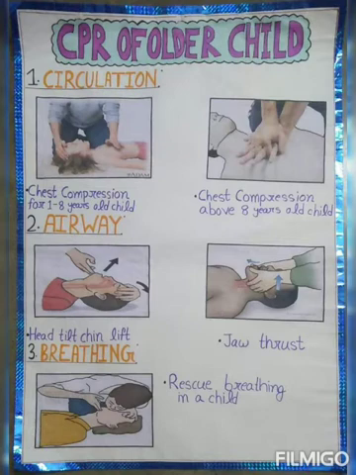Then the breathing for a child 1 to 8 years: give rescue breaths at 1 to 1.5 seconds after giving 30 compressions, and for a child above 8 years, give rescue breaths at 1.5 to 2 seconds after giving 30 chest compressions, and the compression and ventilation ratio is 30:2 for 1 rescuer and 15:2 for 2 rescuers. 30 chest compressions and 2 ventilations is called 1 cycle, and thus we have to repeat the 5 cycles until spontaneous breathing and spontaneous circulation is established or medical support arrives.